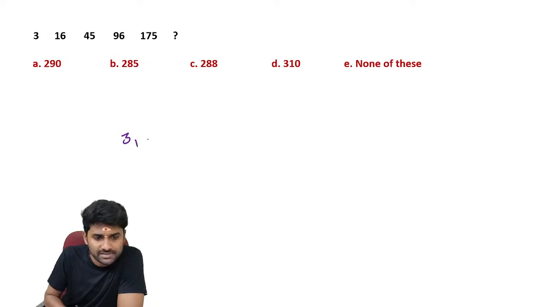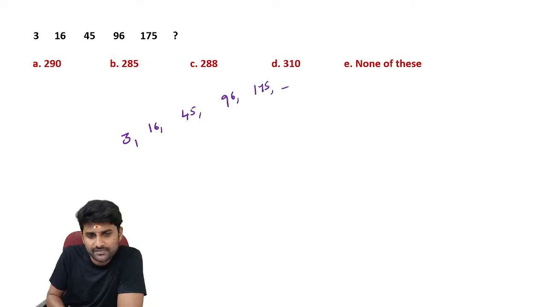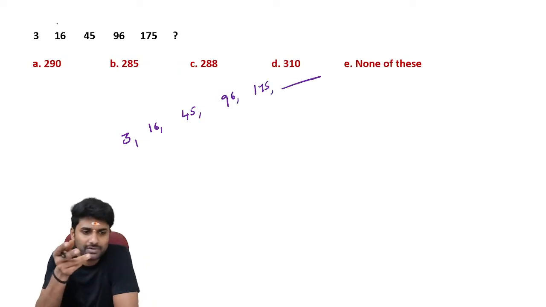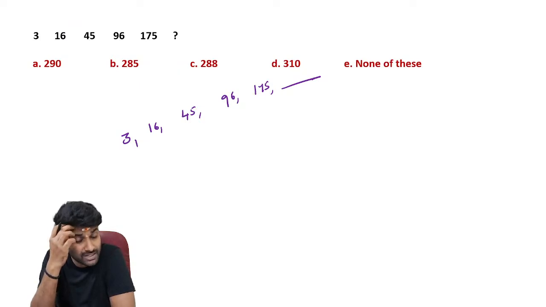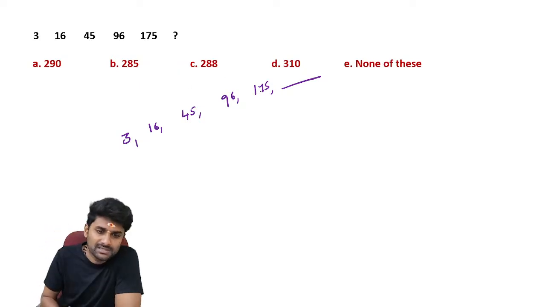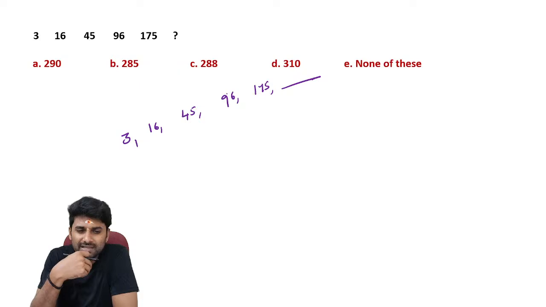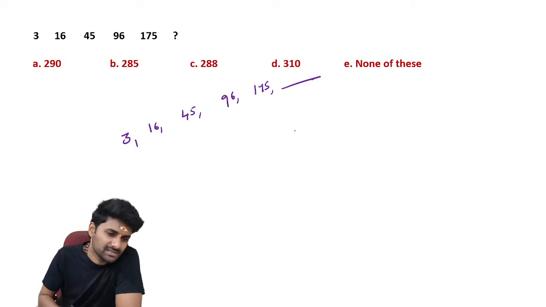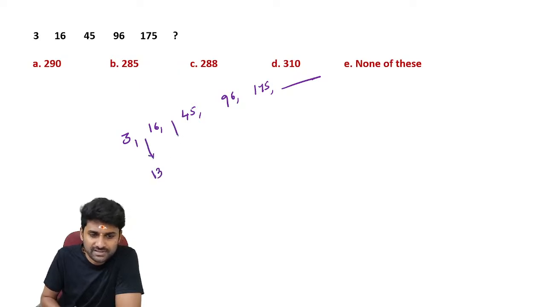See here the numbers 3, 16, 45, 96, 175. Guys, every time if the second number is double or more than double, then only verify in terms of multiplication. Otherwise, simply find the difference and go through the logic. See 96, if you double it, it becomes 192, but the given value is 175. So it's not possible. Now let's find the difference here, 13 units.